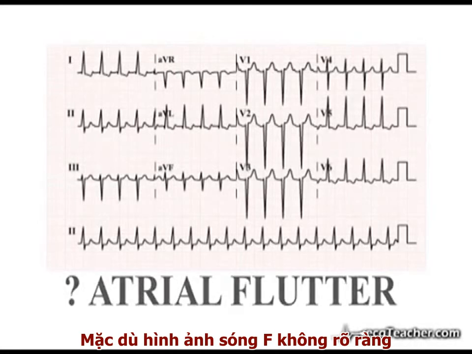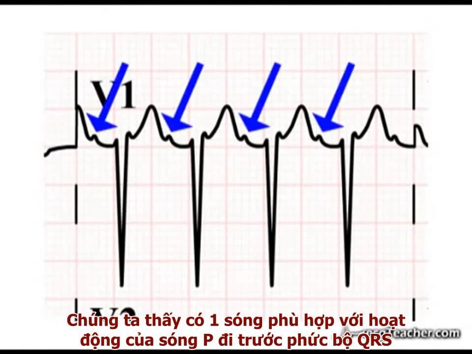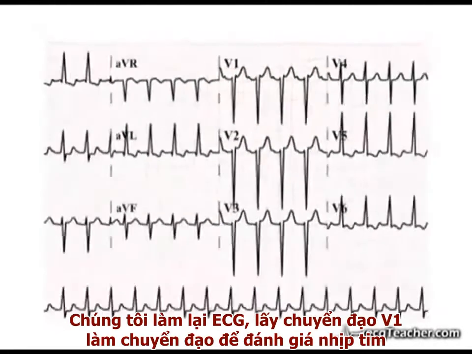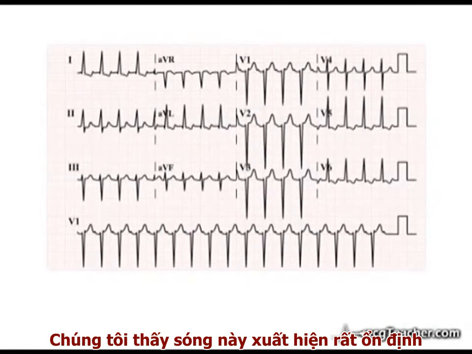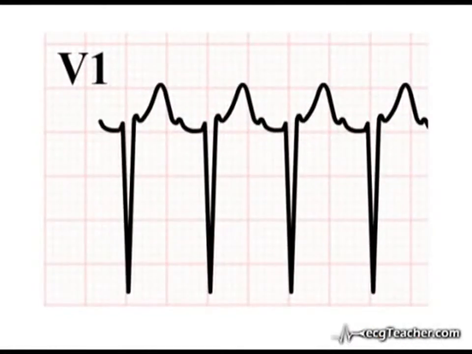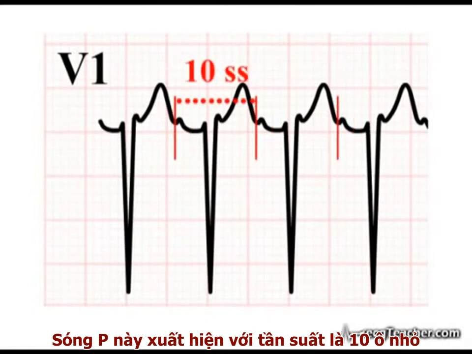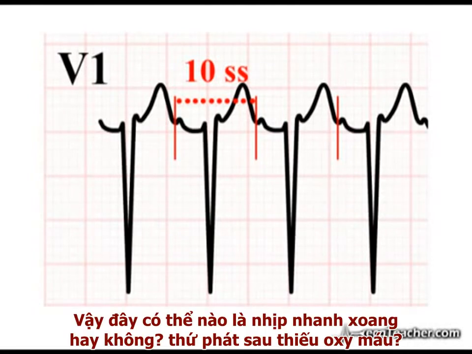Although no obvious flutter waves are present, examining lead V1, however, we note a deflection consistent with P-wave activity preceding the QRS complexes. A repeat ECG with V1 as the rhythm strip shows the deflection to be a consistent feature. These putative P-waves are present at intervals of 10 small squares, that is, at a rate of 150 per minute. So could this be a sinus tachycardia arising in response to hypoxia?